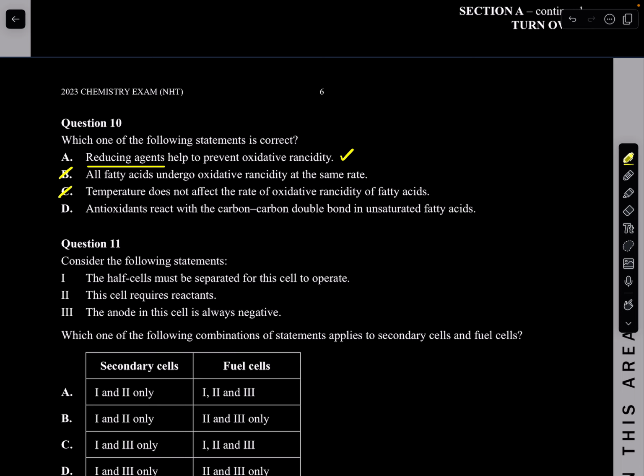D: Antioxidants react with the carbon-to-carbon double bond in unsaturated fatty acids. No, antioxidants are basically free radicals. They don't actually react with those carbon-to-carbon double bonds. So the only possible answer is A.